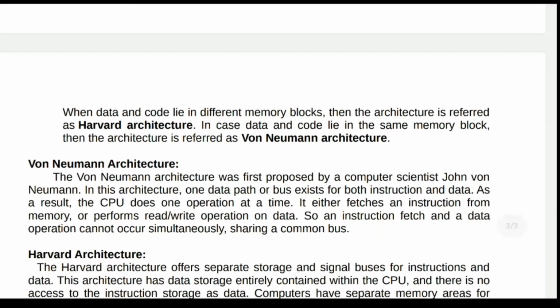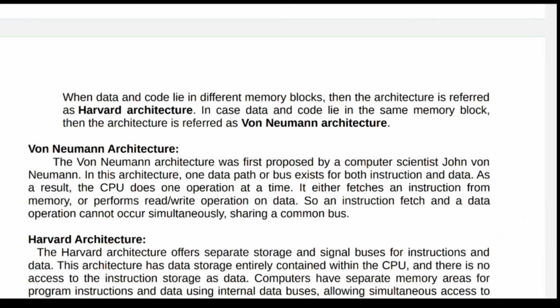Actually, von Neumann architecture was first proposed by John von Neumann. He is a scientist. So in this architecture, we have only one path for data and code also. So if you need to do any operation, either code operation or data operation, we can do only one operation at a time. If you need to do read and write operation to the data, we can do only that operation. We can't do the code operation. If you need to do any instruction related operation, we can't do this read write operation. So at a time we can do only one operation, either data operation or code operation. So this is a von Neumann architecture.